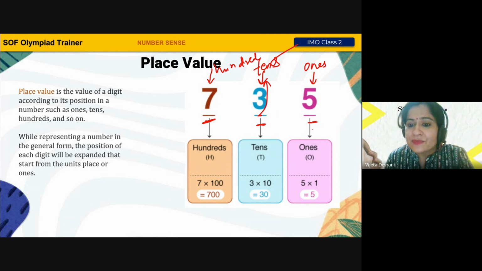So now you said 5. 5 is at ones, right? When any digit is at ones place, we simply multiply that digit with 1. So 5 ones are 5. We know this. 5 into 1. 5 multiplied by 1 is 5. So what is the place value of 5? 5. Correct?